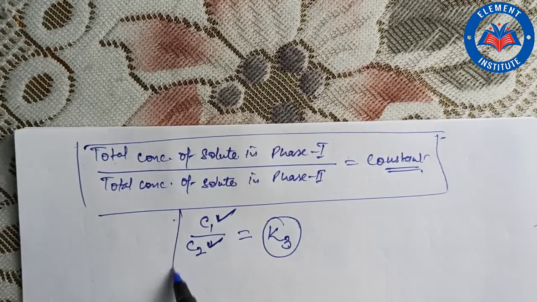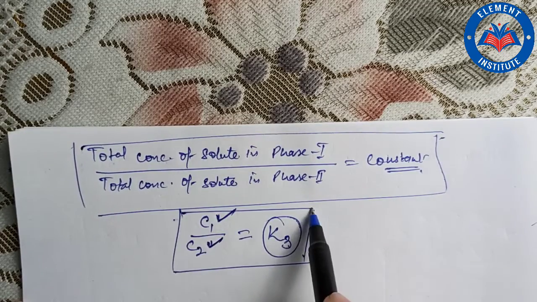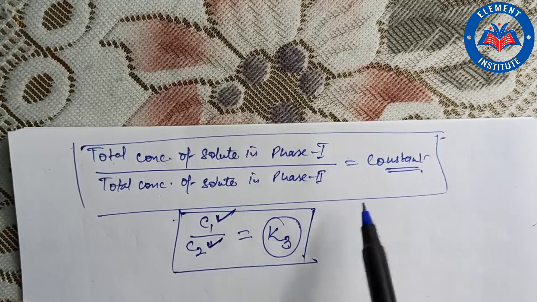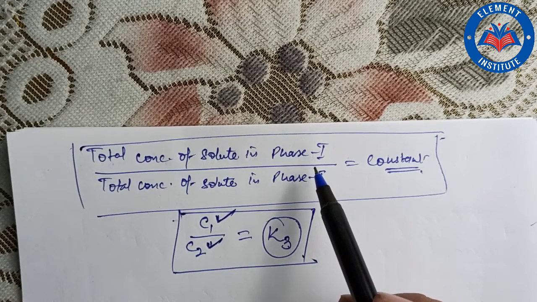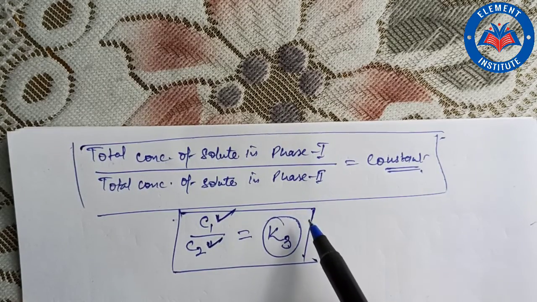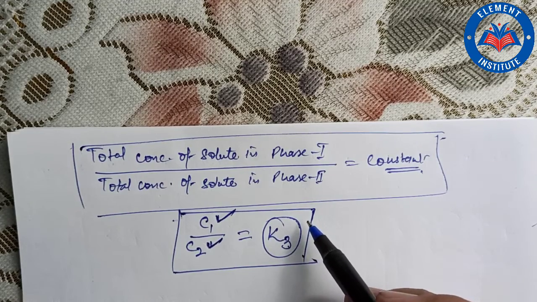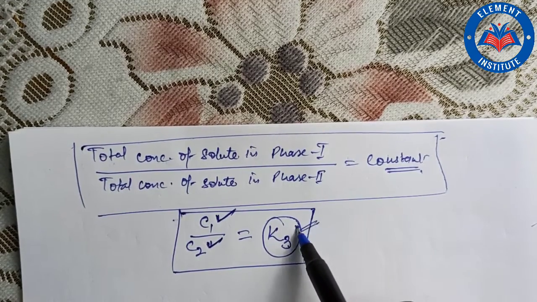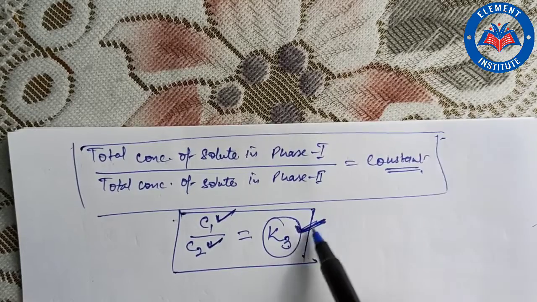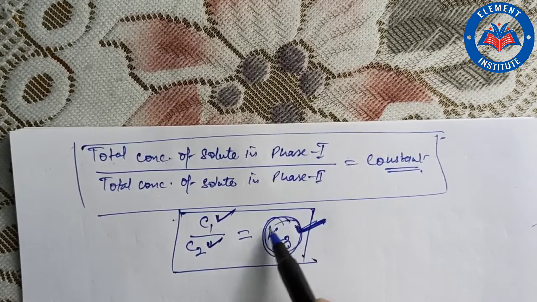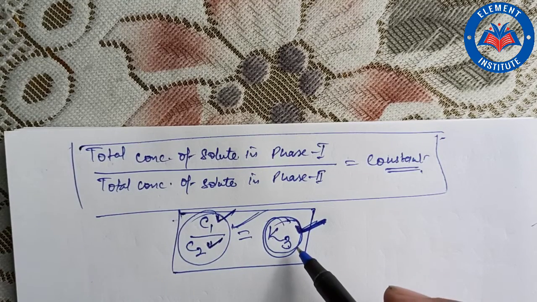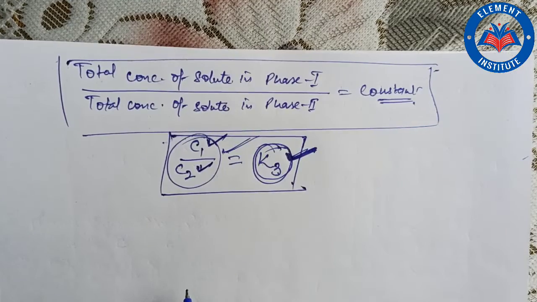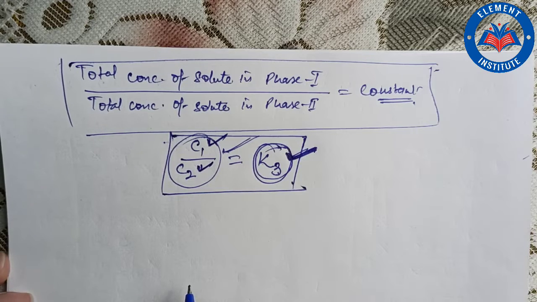Okay, so the distribution law does not get modified when the solute undergoes chemical combination with any one of the solvents. However, there is a change in the numerical value of the partition coefficient. This K will change only, other terms will remain the same. This is all about part 2.